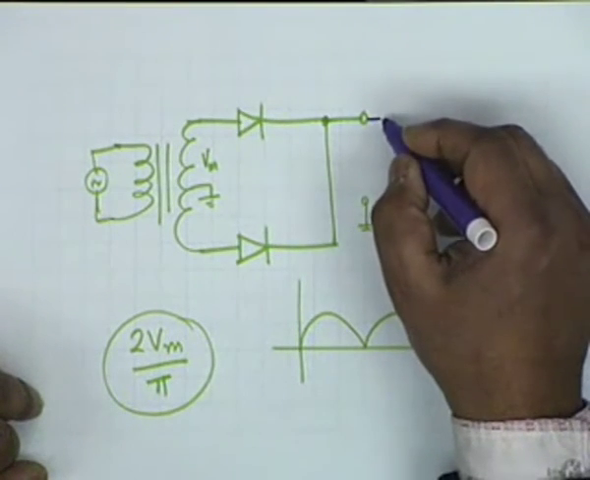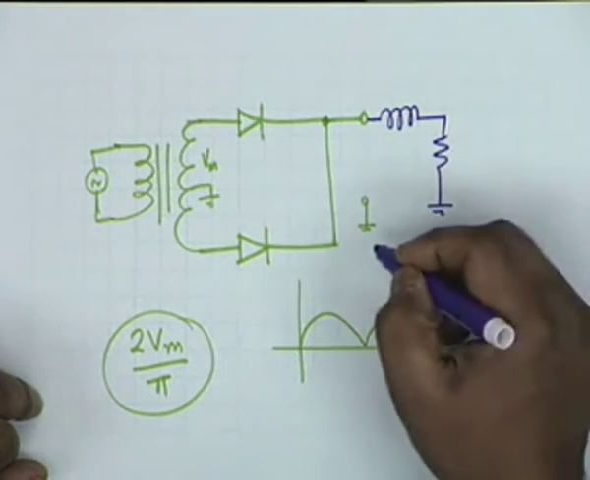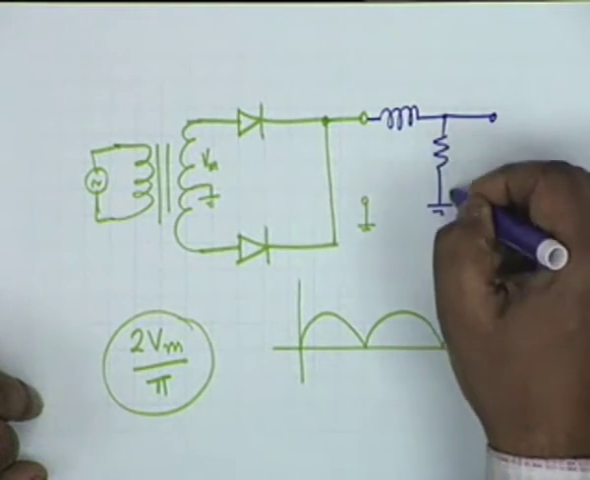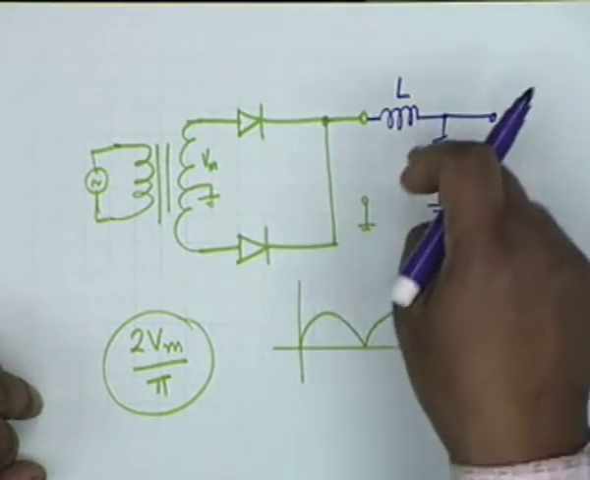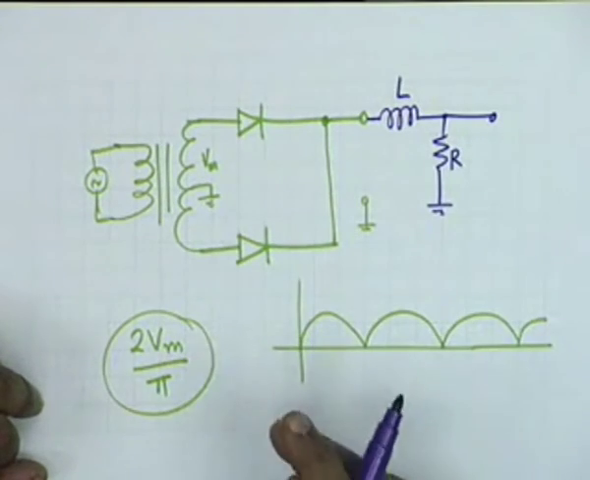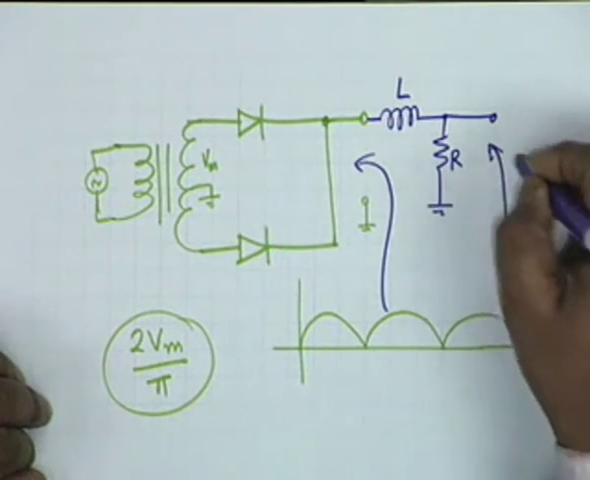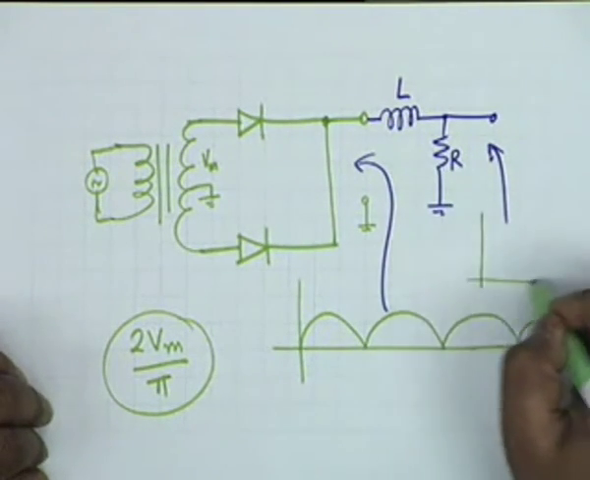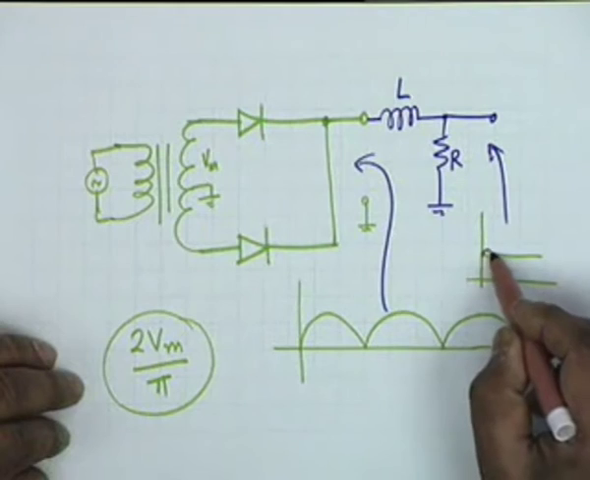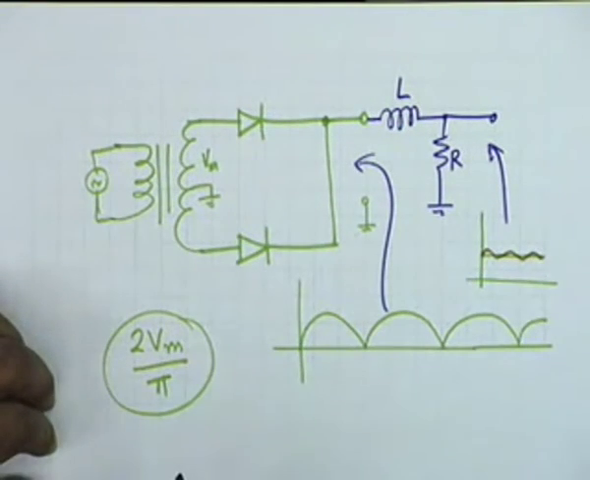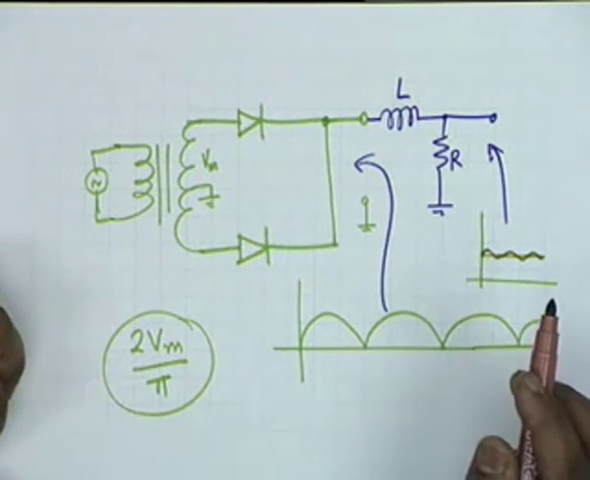A low pass filter has an inductance in series and a resistance in shunt. The voltage across this resistance, if the inductance and resistance are properly chosen, then this filter should attenuate or reduce the AC component. In other words, if this is the input, then the output waveform should be a DC upon which is superimposed maybe a small AC. Maybe what you get is something like this. The AC component is greatly reduced.